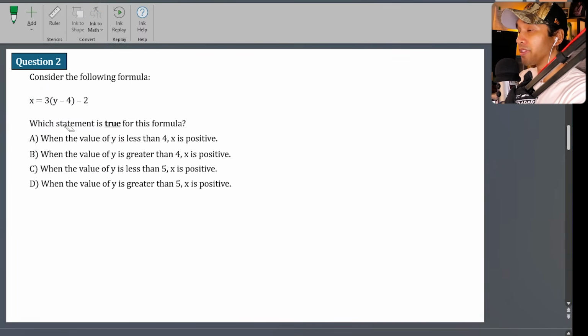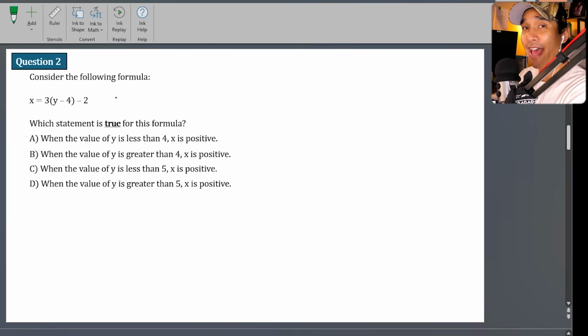Question 2. Now this question is on the video where I did solve by graphing. And I want to show you that you could plug in numbers, plug in values, and then test the statements and still find the right answer. I did swap the answers so they are not the same. So let's go ahead and do this. We have x equals 3 times (y minus 4) minus 2. Which statement is true for this formula? So again, what will we do first?